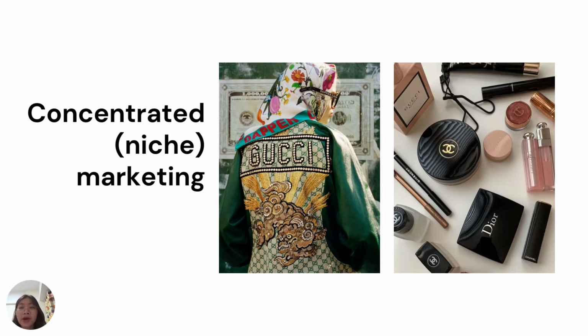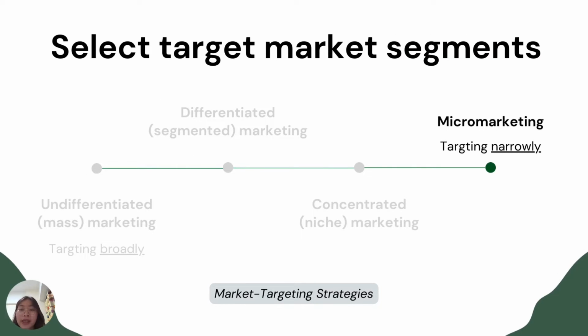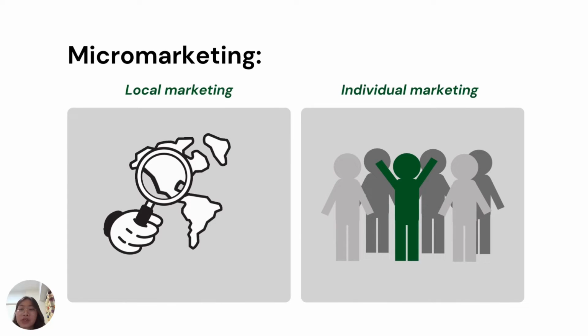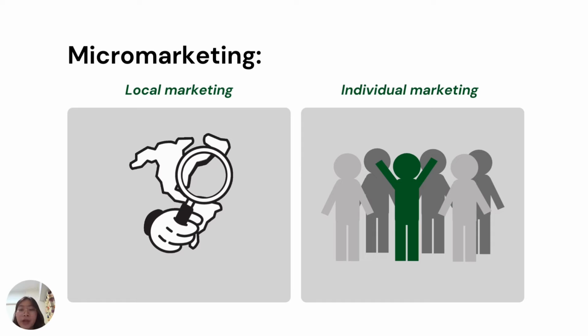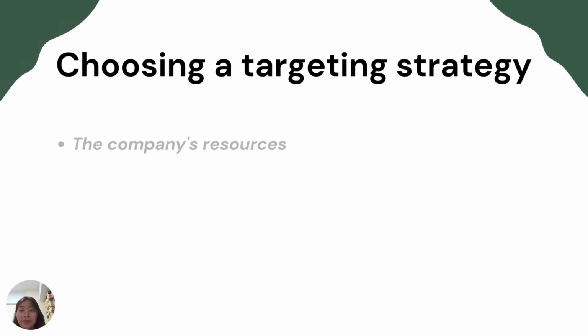For example, Gucci and Chanel have their target markets already defined, which is the rich and affluent. So they focus on products that appeal to this segment who are willing to pay huge sums for luxury goods. Additionally, they usually portray a lavish lifestyle in their advertisement. And the last segment is micro marketing, including local marketing, tailoring brands and promotion to local customers, and individual marketing, tailoring product and marketing programs to individual customers.